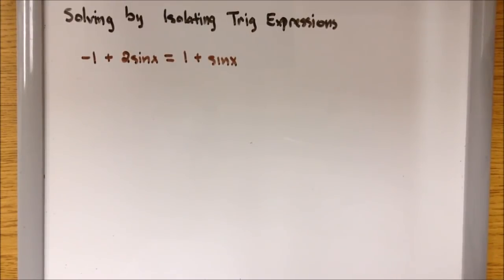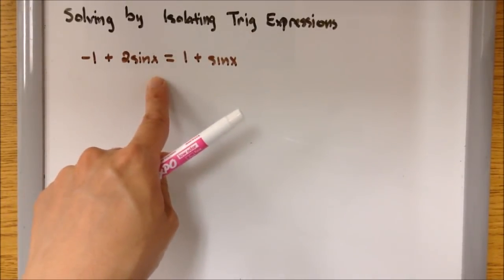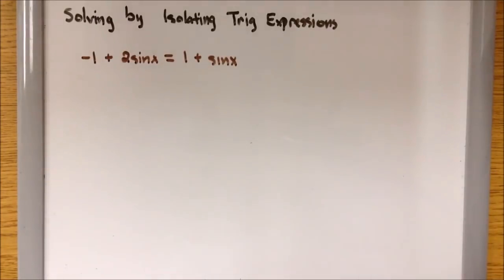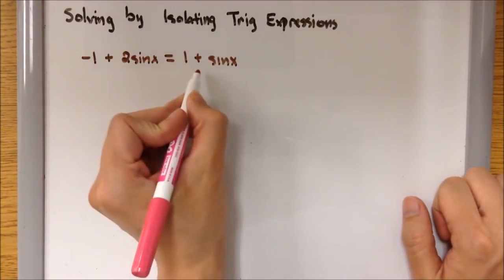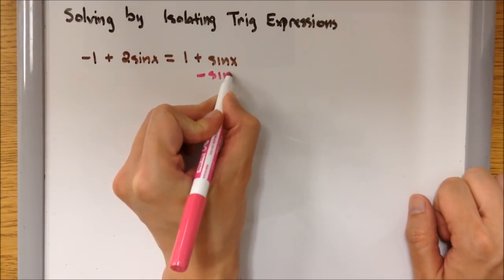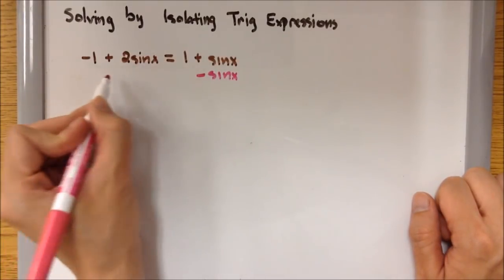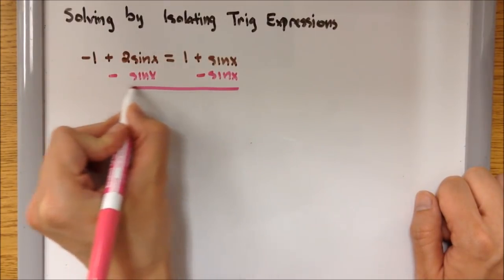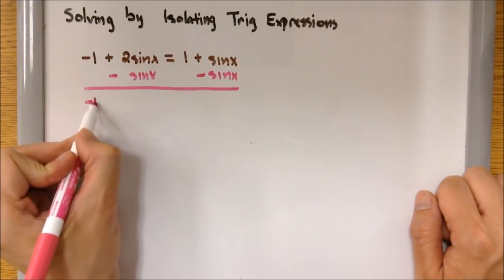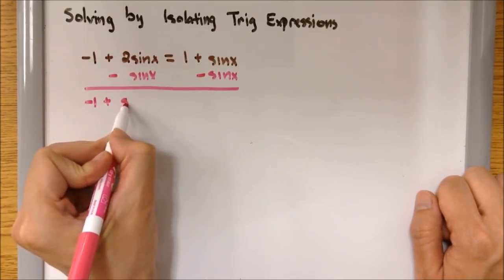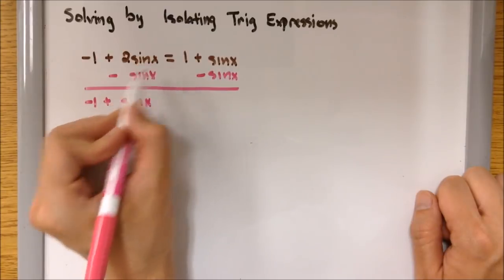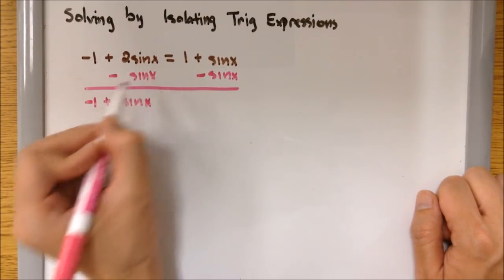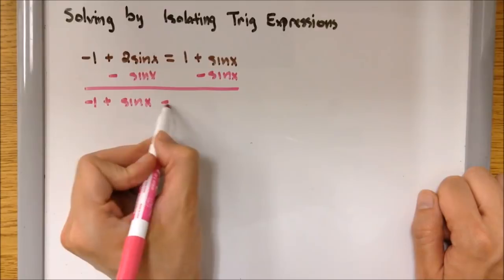In our third example, we have negative 1 plus 2 sine of x equals 1 plus sine of x. So, I'm going to try to get all the sine of x on the left side. I'm going to cancel out the plus sine of x on the right side with negative sine of x, and do it on the left side too. So I'm going to have negative 1 plus sine of x, because 2 sine of x minus 1 sine of x will be plus sine of x, equal to 1.